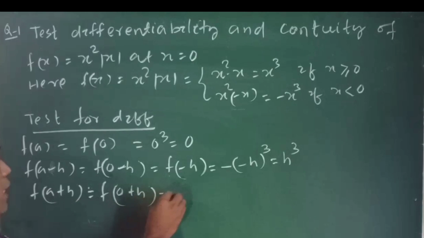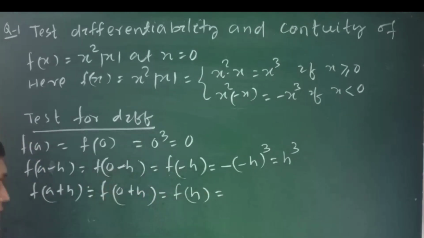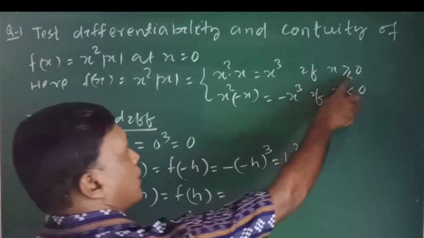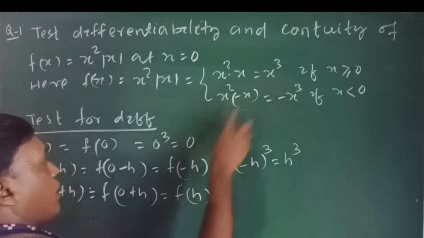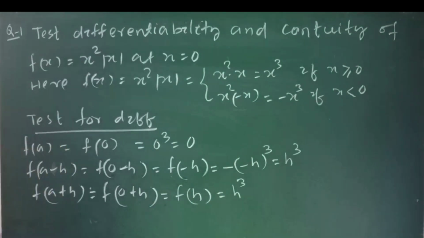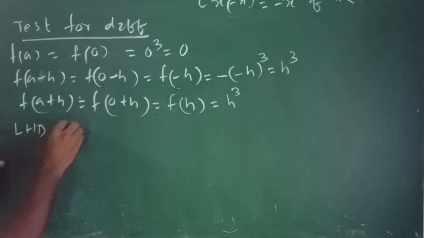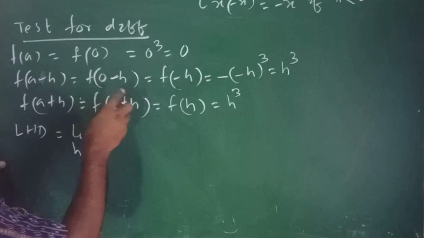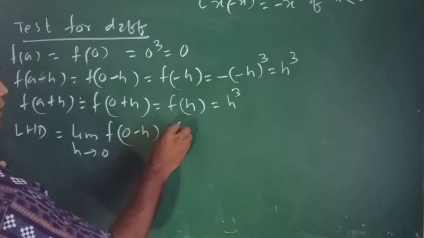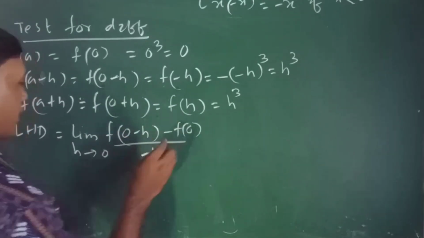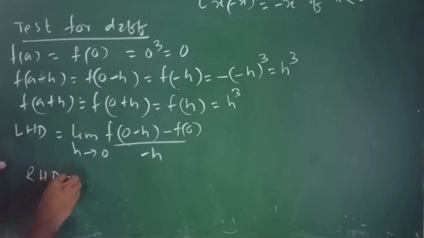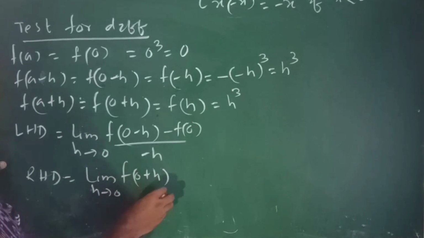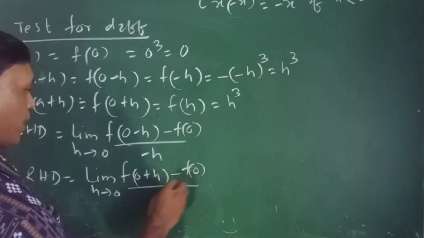And here is f of 0 plus h means f of h, and this function can be obtained where x greater than 0, and when x greater than 0 the function f of x is x cube, put here this is h cube. Now LHD and RHD. LHD is limit h tends to 0 f of a minus h, a means 0, f of 0 minus h minus f of 0 by minus h, and right hand derivative is limit h tends to 0 f of 0 plus h minus f of 0 by h.